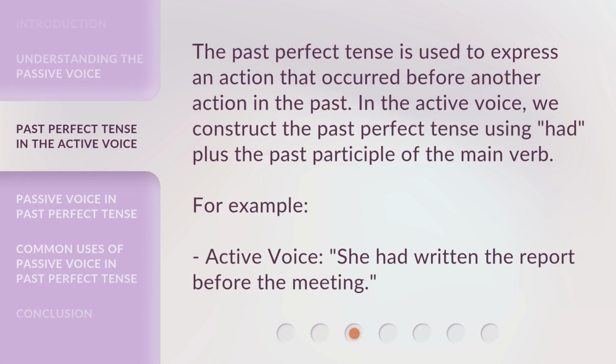The past perfect tense is used to express an action that occurred before another action in the past. In the active voice, we construct the past perfect tense using had plus the past participle of the main verb. For example, active voice, she had written the report before the meeting.